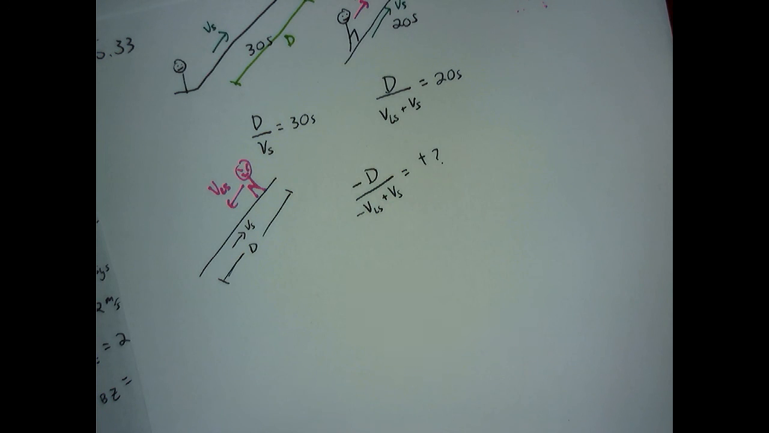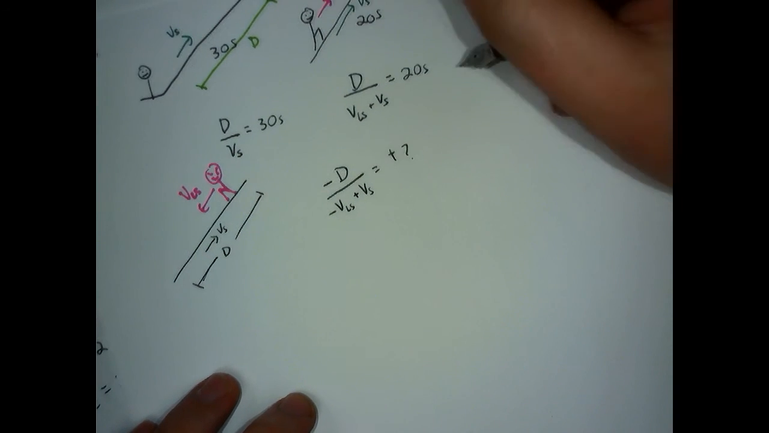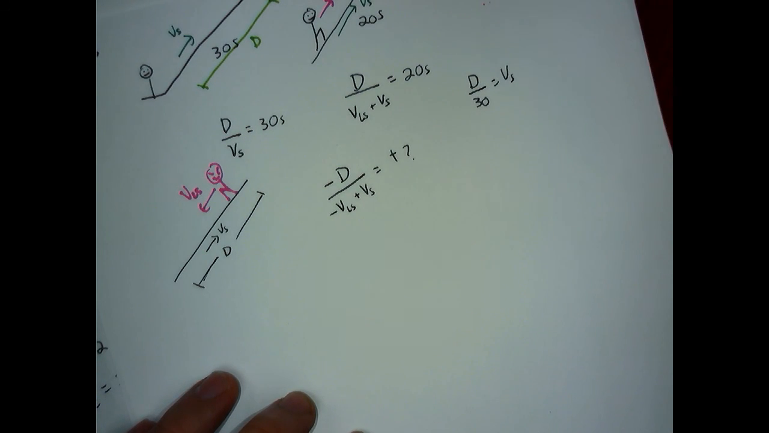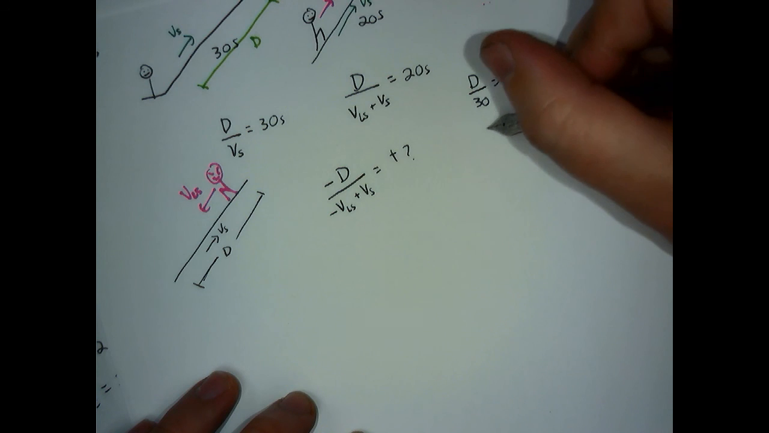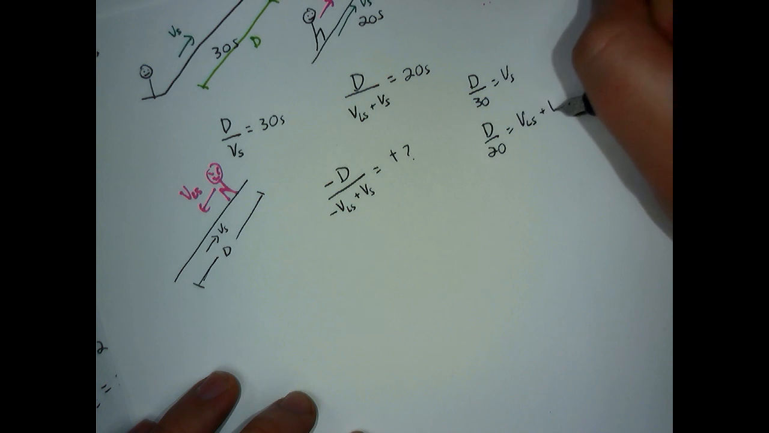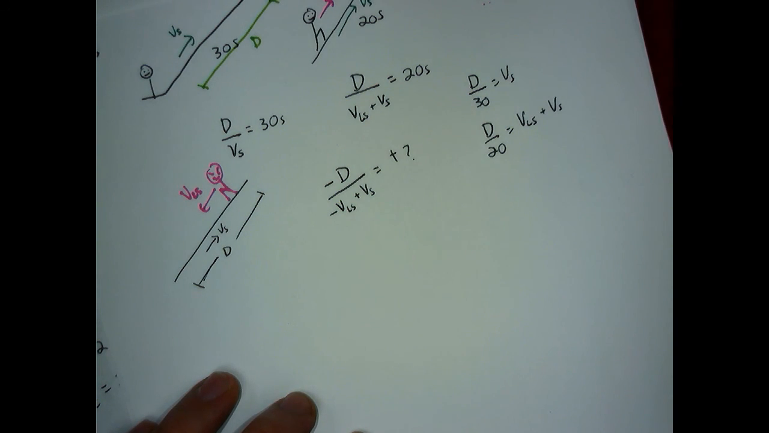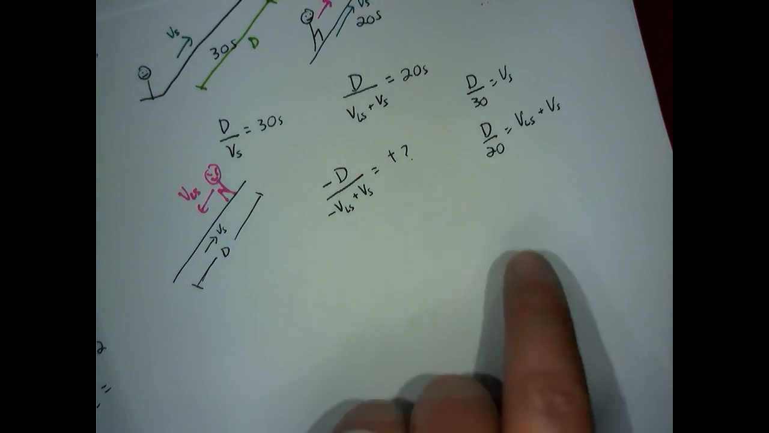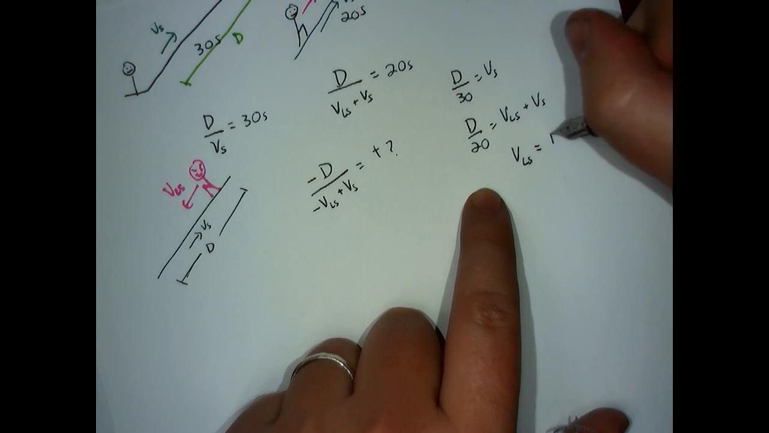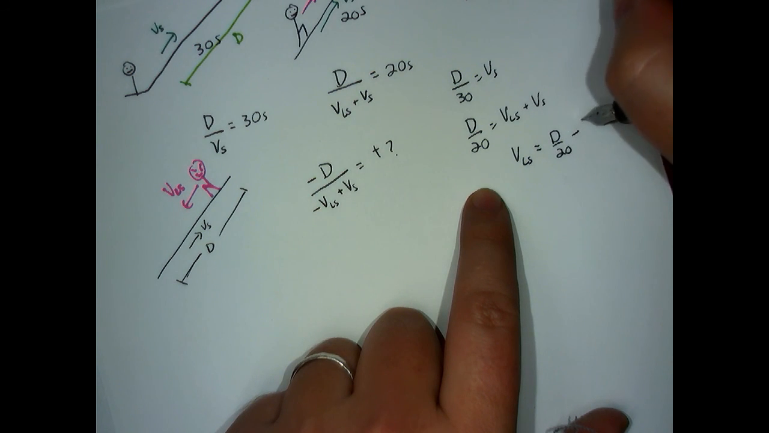Oh, geez. How do you even do this? Oh, here, I got an answer. We can rearrange these equations. So D over 30 is equal to VS. And D over 20 is VLS plus VS. This is the speed relative to the stairs, and this is the velocity of the stairs. So VLS is equal to D over 20 minus D over 30.